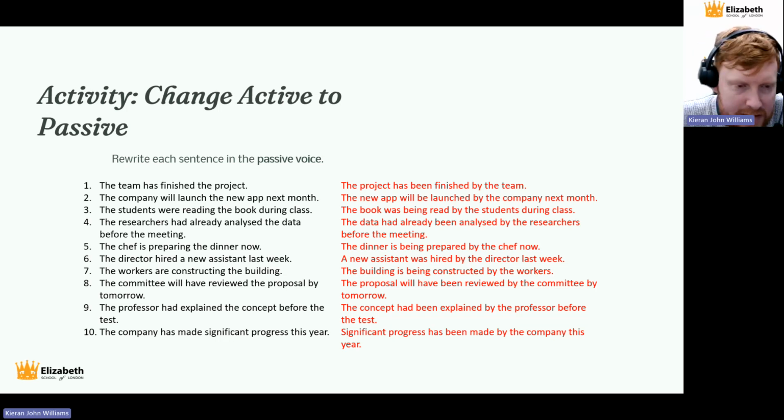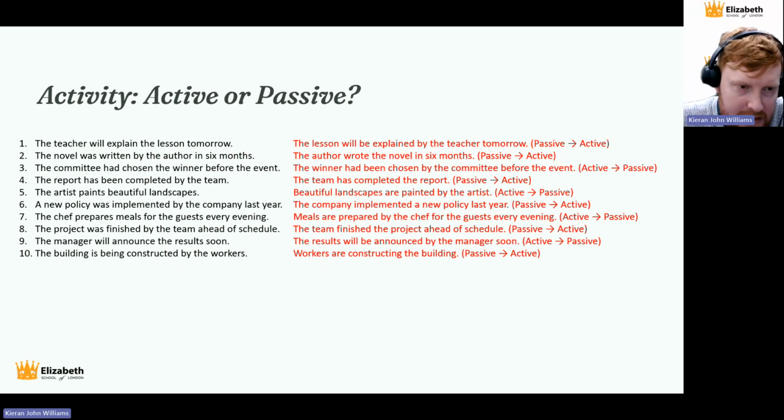So that was our first activity. Let's now look at our second activity here. Okay, so just another interesting activity to test your ability to know if something is active or passive. Have a look at the sentences here. Decide if they are active or passive.